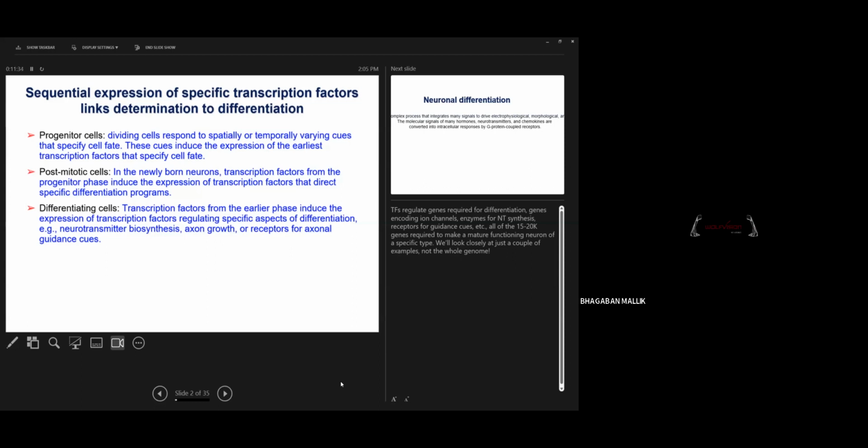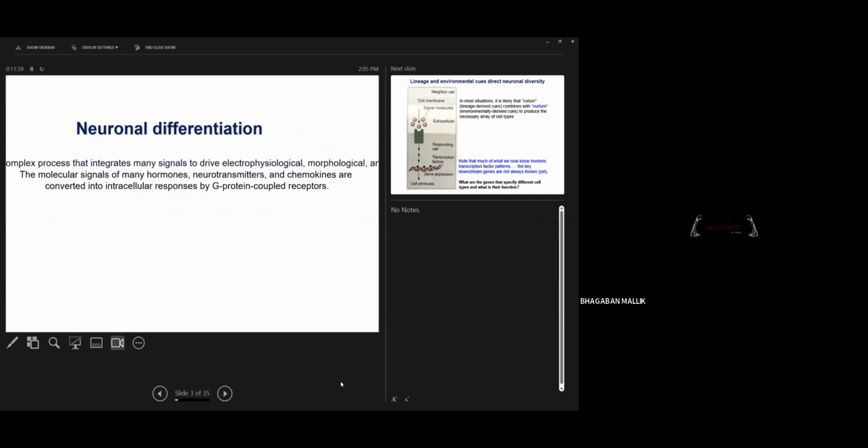I thought I'd bring up these terms so that you'll be able to understand what is what. Today we will be talking about neuronal differentiation. This is a complex process that integrates many signals and the expression of many genes. You have different genes or signals for the development of the cortical layers, and different genes or a set of signals for the development of the spinal cord. Those are required to drive electrophysiological or morphological changes in the neurons.